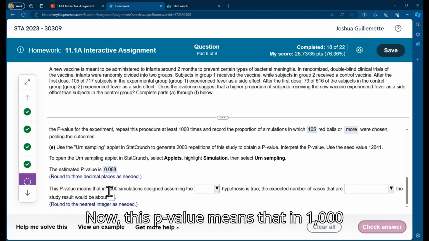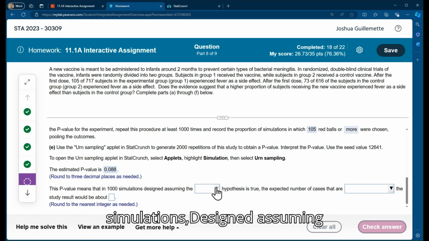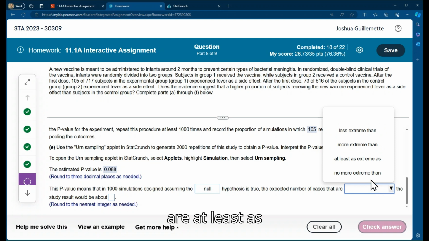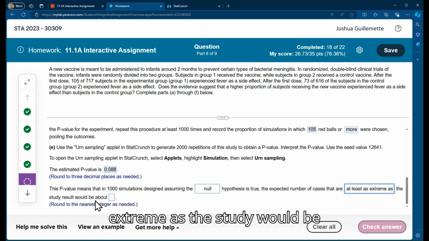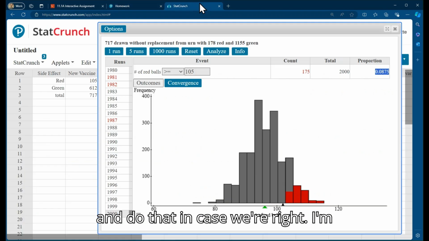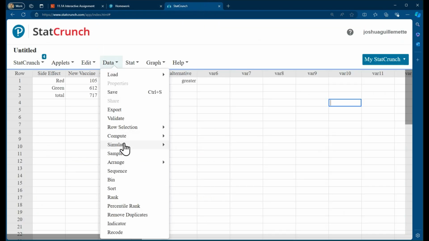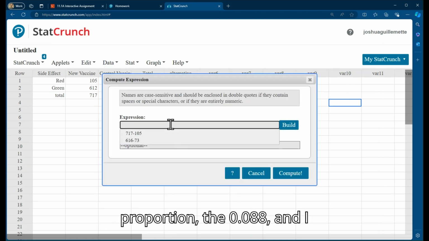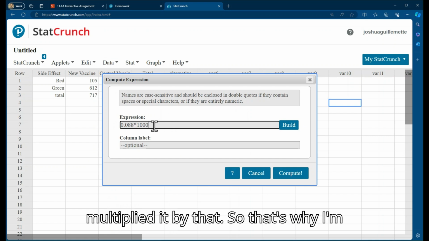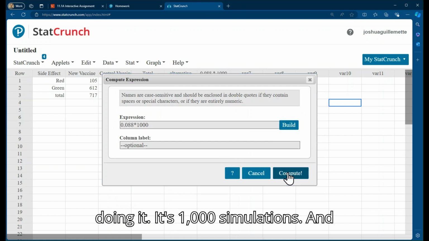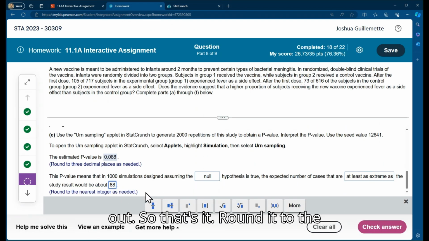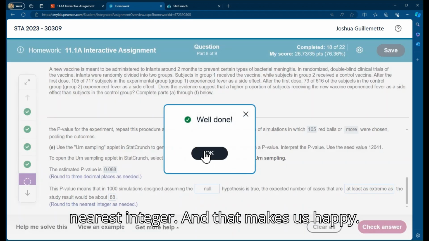Now, this p-value means that in 1,000 simulations designed assuming the null hypothesis is true, the expected number of cases that are at least as extreme as the study would be about, well, if I multiply that p-value by 1,000, right? So let's go ahead and do that. I'm going to close this out. So data, compute. I have to take that proportion, the 0.088, and multiply it by 1,000. If it had said 2,000 or 10,000, I would have multiplied it by that, okay? So that's why I'm doing it. It's 1,000 simulations, and it's 88. And of course, some of you are like, well, of course it's 88. Well, for some people, we just want to multiply it out, okay? So that's it, rounded to the nearest integer, and that makes us happy.